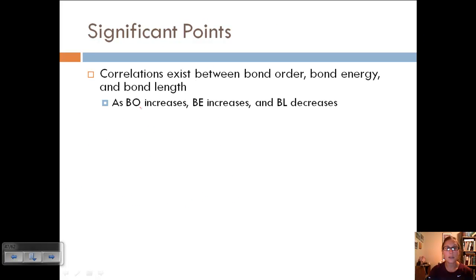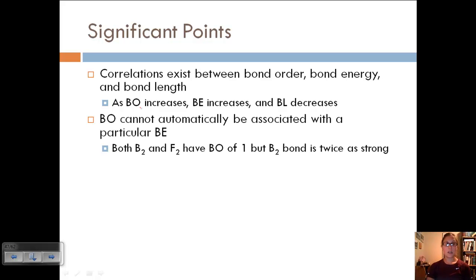Okay, a couple significant points. Correlations do exist between bond order, bond energy, and bond length. As the bond order increases, bond energy increases, and bond length will decrease. Bond order can't automatically be associated with a particular bond energy, though. Remember, we're saying there's a correlation, not a direct relationship. Both the boron molecule and the fluorine molecule have bond orders of 1, but the boron bond is twice as strong. So it's not giving you a direct number, it's just giving you a relationship.